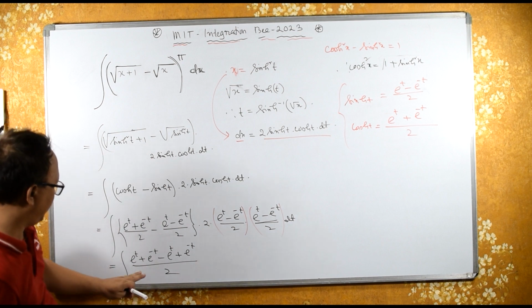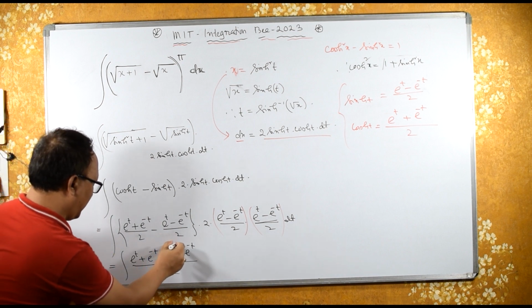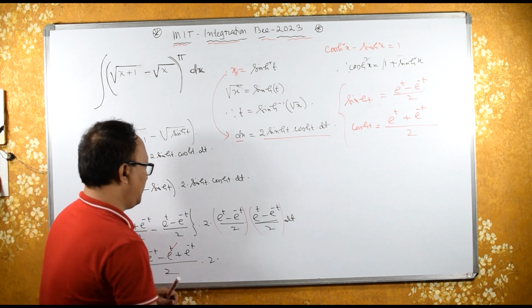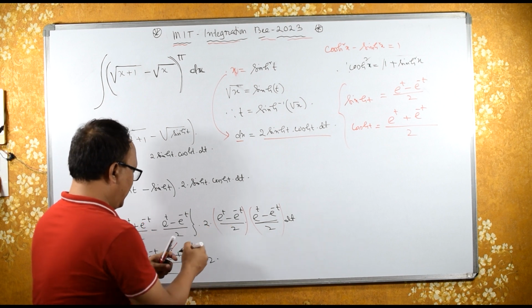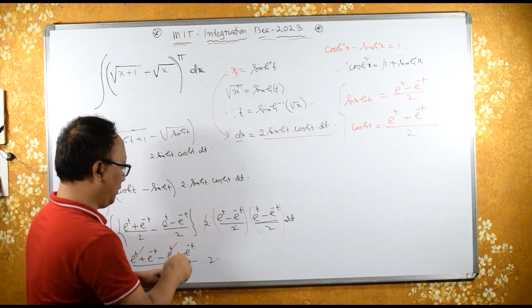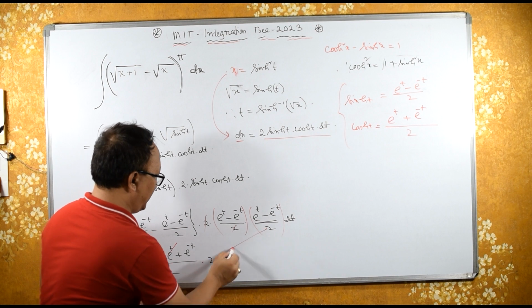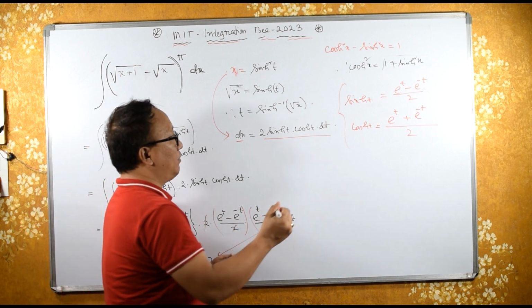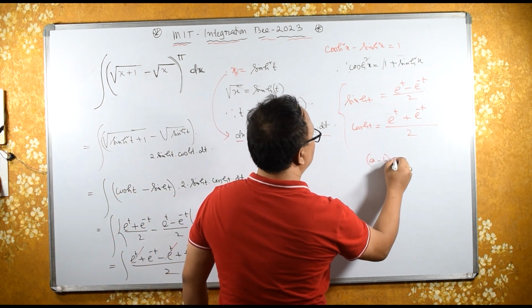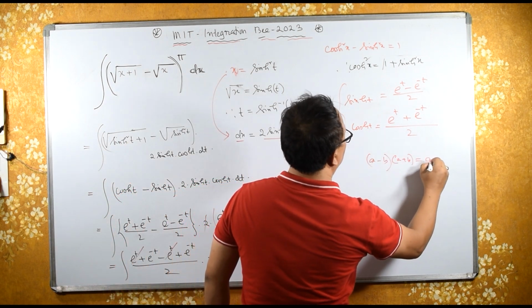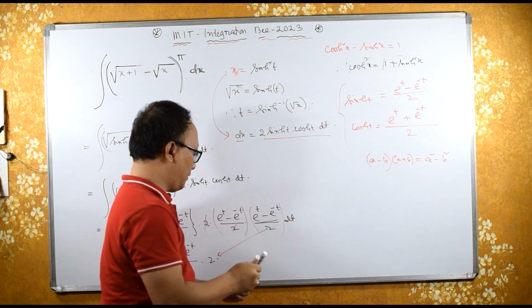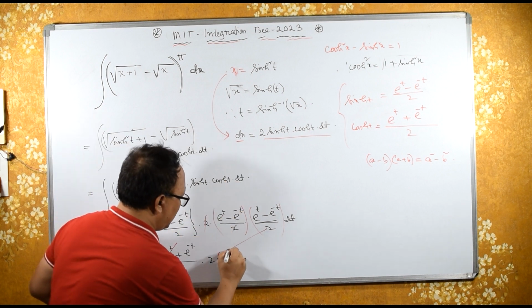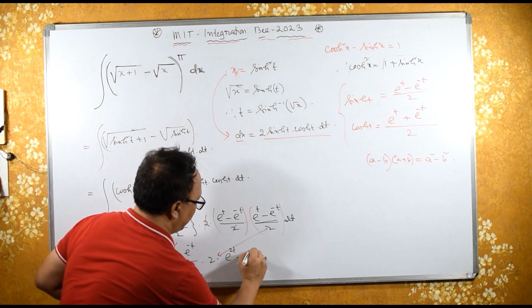Now is there some term which gets cancelled? Yes, this term gets cancelled, into what we have 2. These two and these two get cancelled. Now it is only a minus b into a plus b, which is a square minus b square. Therefore, this is e raised to twice t minus e raised to minus twice t.